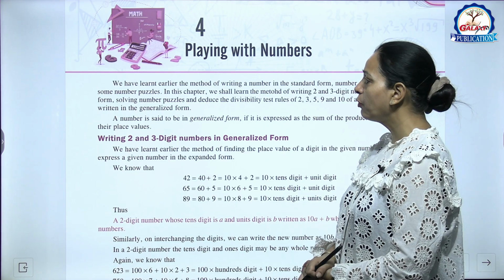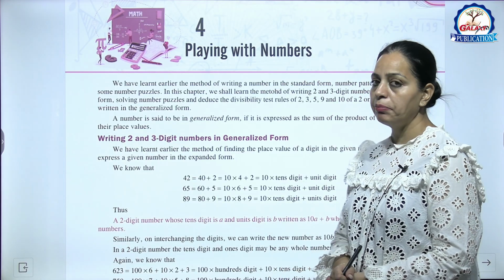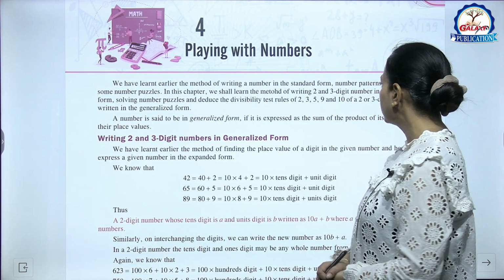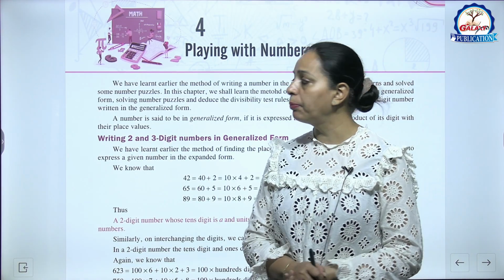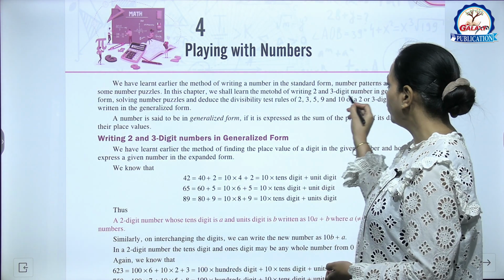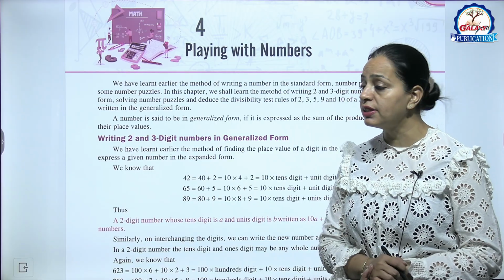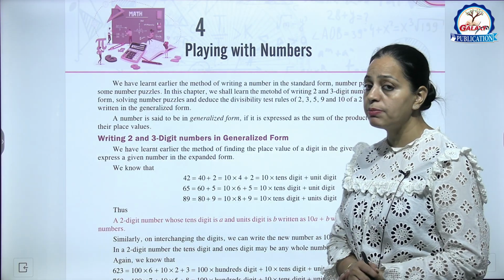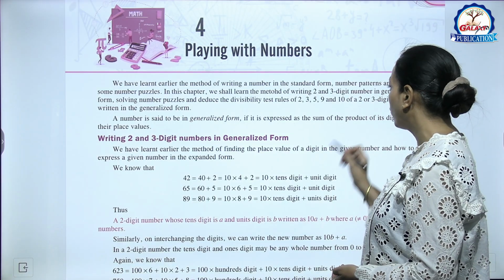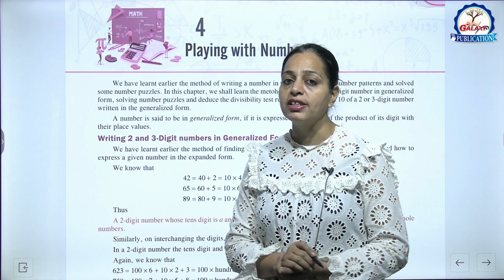Now let's start chapter 4, Playing with Numbers. We have learned earlier the method of writing a number in the standard form, number patterns, and solving some number puzzles. In this chapter we shall learn the method of writing 2 and 3 digit numbers in generalized form, solving number puzzles, and deduce the divisibility test rules of 2, 3, 5, 9 and 10 of a 2 or 3 digit number written in the generalized form.